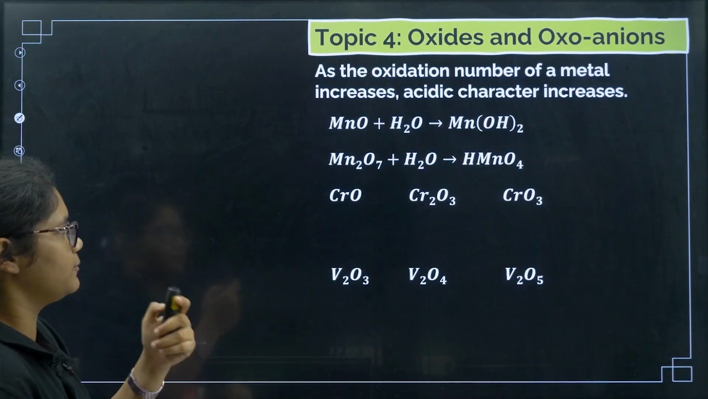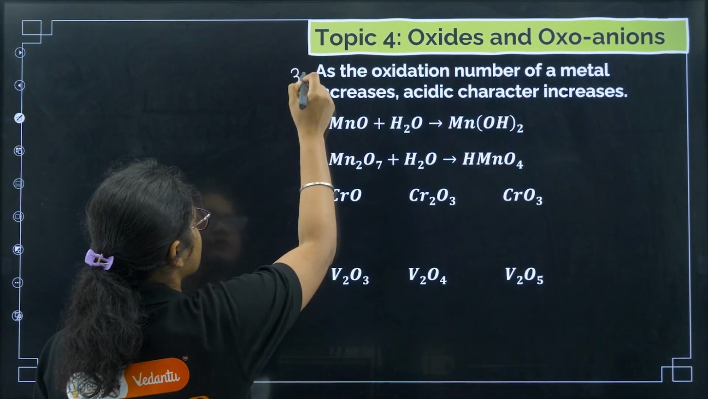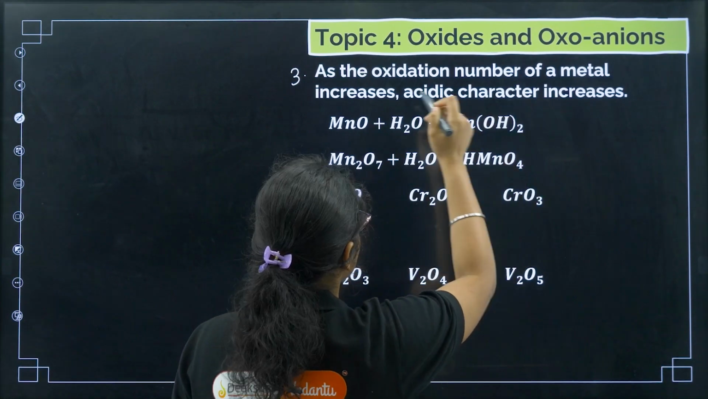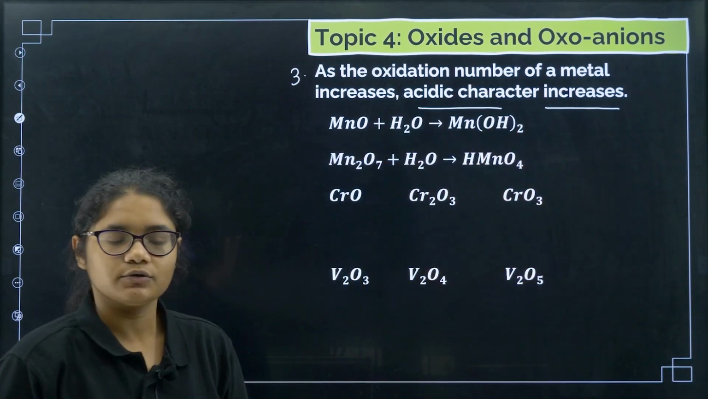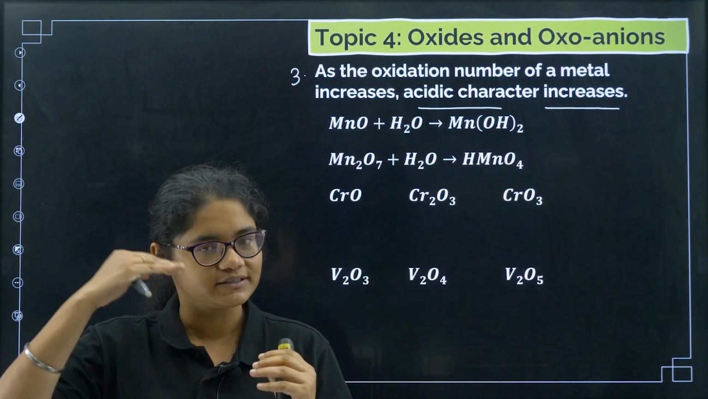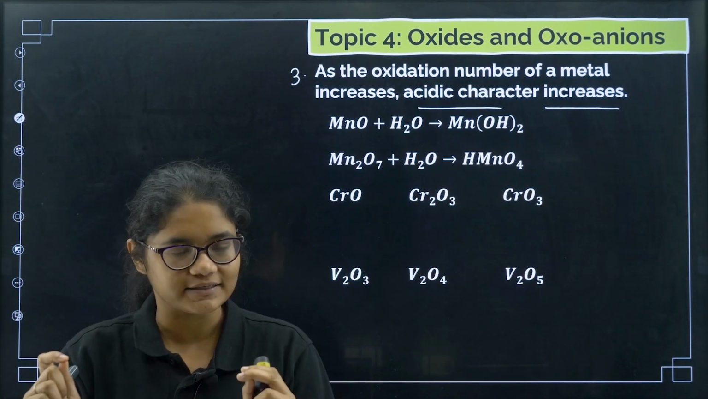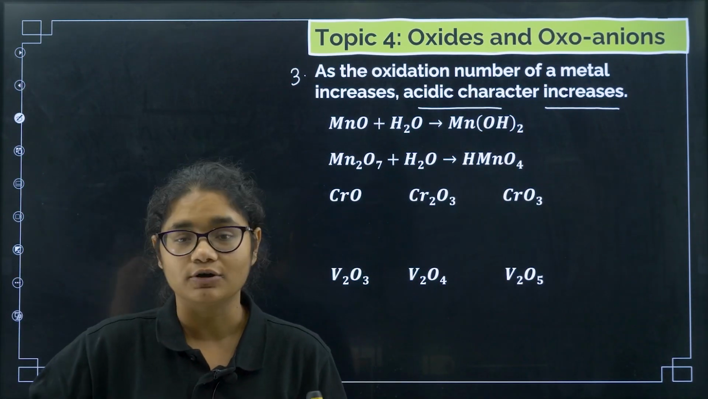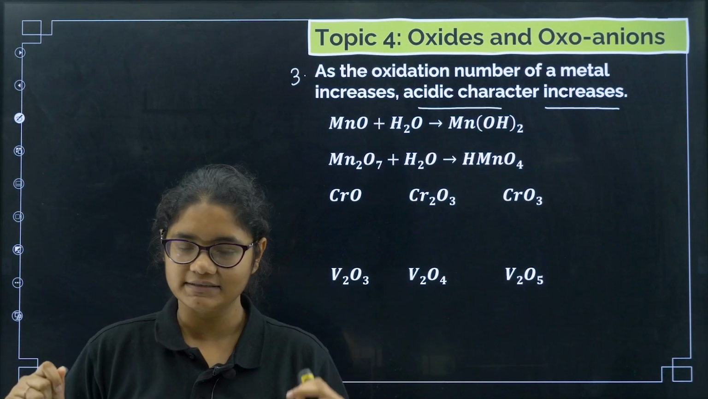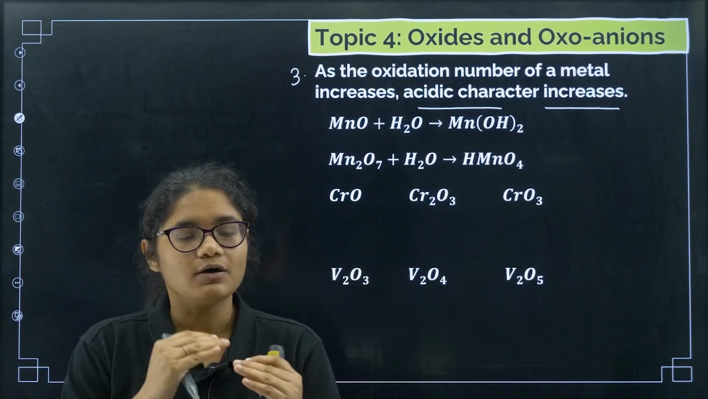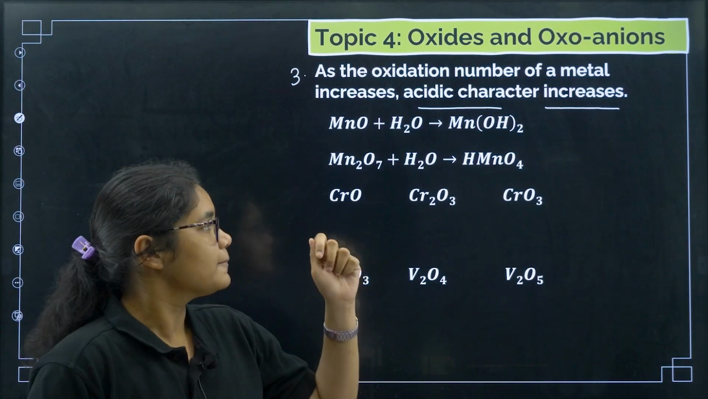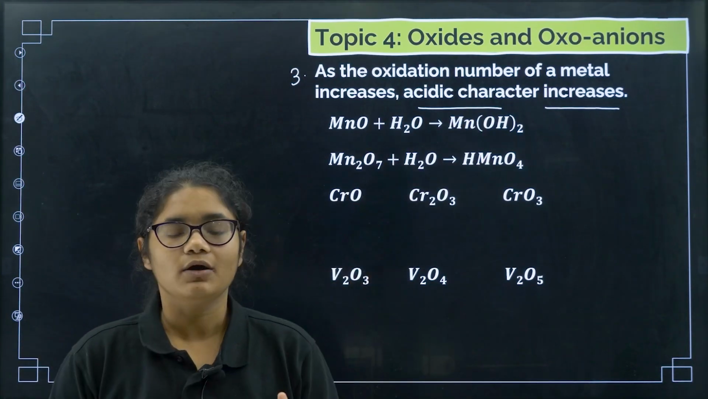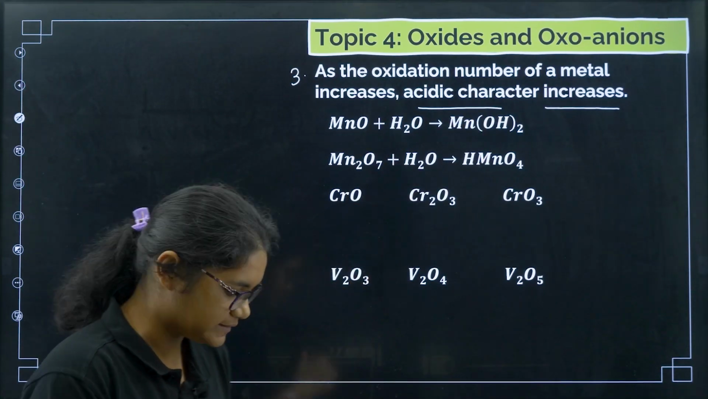Now coming to the third point. The third point here is, as the oxidation number of a metal increases, the acidic character also increases. So there are two things. As the oxidation state of the metal increases, ionic character decreases, or I can say covalent character increases. The third thing is, as the oxidation state of the metal increases, the acidic character will also increase. Now what is the reason behind this?